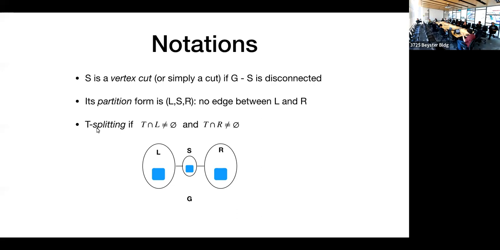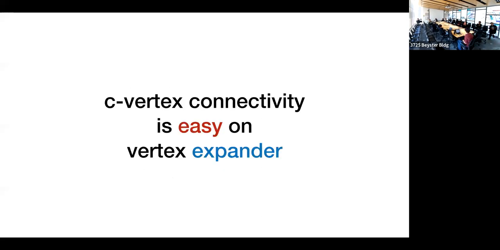I say that the cut is T-splitting, meaning that I give you a terminal set T. Splitting means that T has to be somewhere in L and in R. This is like splitting the terminal T, so this is called T-splitting. Next, I'm going to tell you that in an expander it is easy.